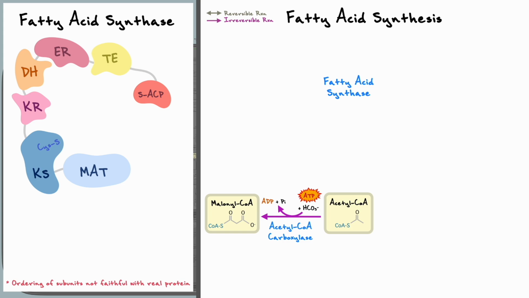Broadly speaking, fatty acid synthase can be divided into two functional domains: a condensing domain represented by the blue subunits, and a modifying domain represented by the hot colors. As we get into the reactions, it will get clearer why they're called that way. Now, to coordinate all the different reactions occurring between the condensing and modifying domains, the fatty acids will be shuttled between two main sites: the cysteine residue on the Ks subunit and the acyl carrier protein, or simply ACP.